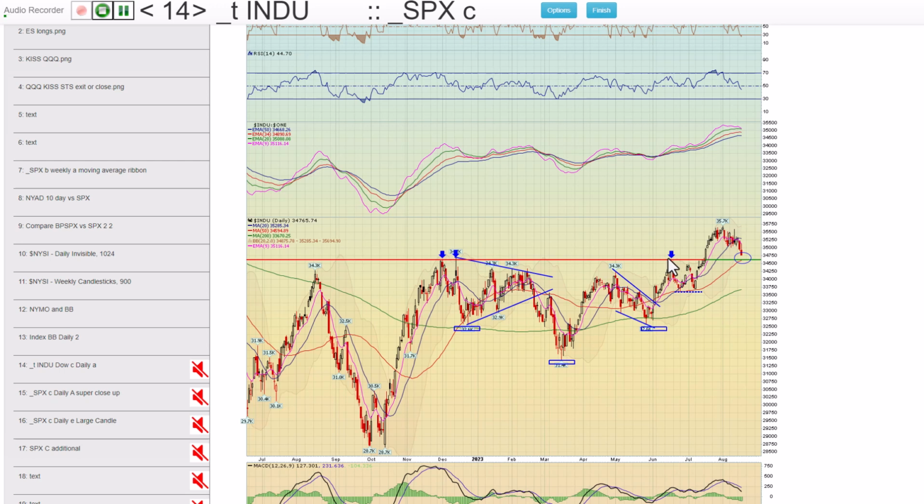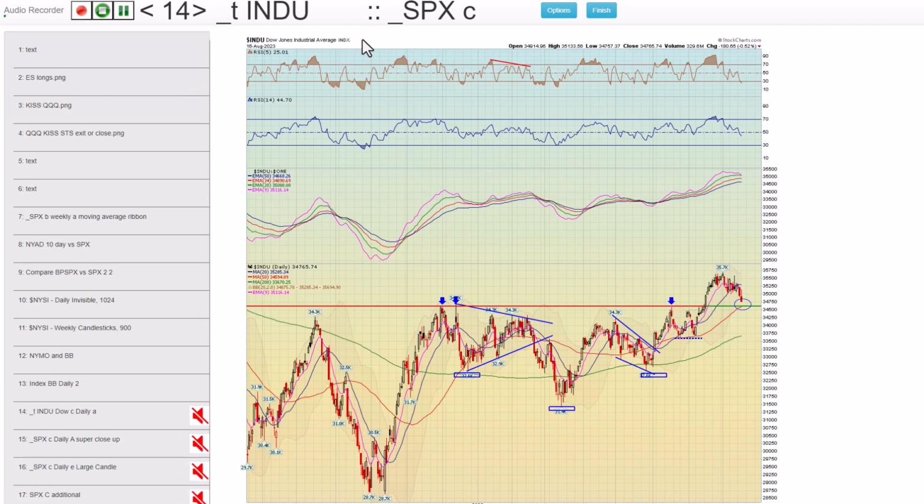This was previous resistance. You can see it was tested 3 times. It is now support. So if we get to here, watch for potential major support right at this horizontal level and the 50-day moving average. Could be a low risk entry there.